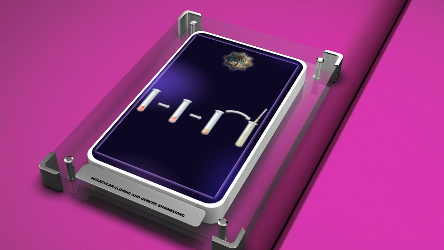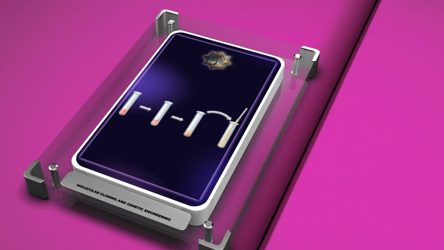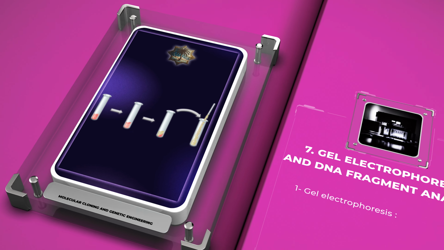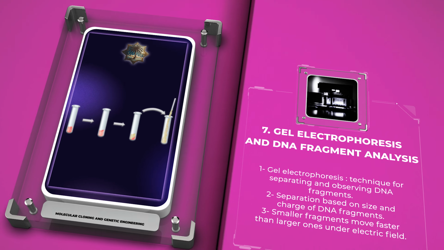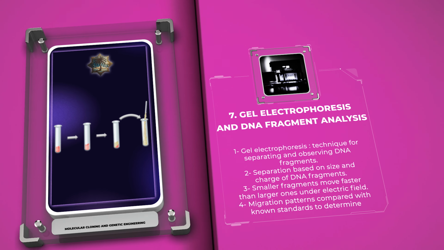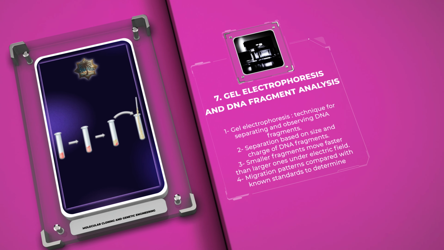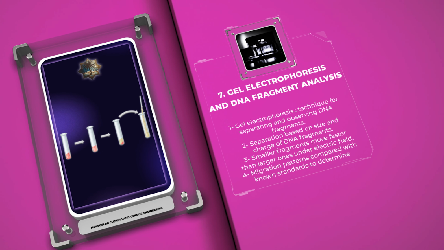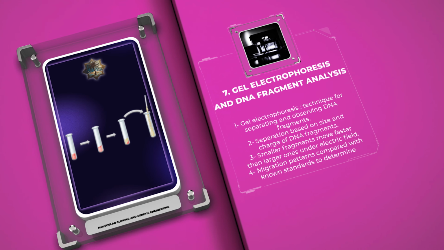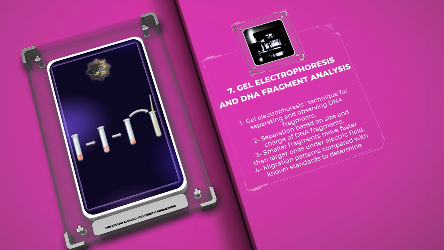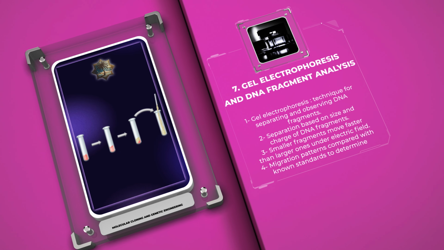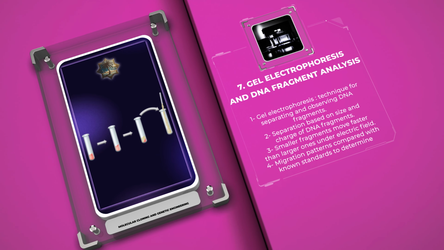Now, let's delve into the fascinating world of gel electrophoresis and DNA fragment analysis. This powerful technique allows us to separate and observe DNA fragments based on their size and charge. By loading DNA samples into wells of a gel and applying an electric field, smaller fragments move at a faster pace than the larger ones. By comparing the migration patterns with known standards, scientists can determine fragment sizes and explore genetic variations.